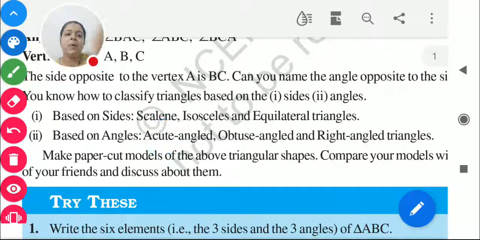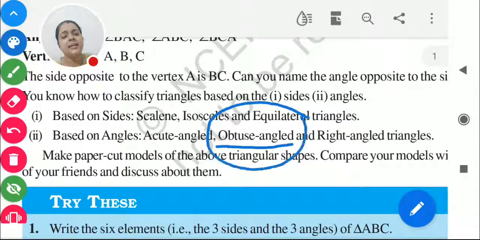Now coming to the next one, what is the obtuse angled triangle? Obtuse means more than 90 degree, right? More than 90 degree and less than 180 degree. So an obtuse angled triangle is the kind of triangle which is having at least one angle, actually only one angle, as the obtuse angle, meaning one angle must be more than 90 degree.